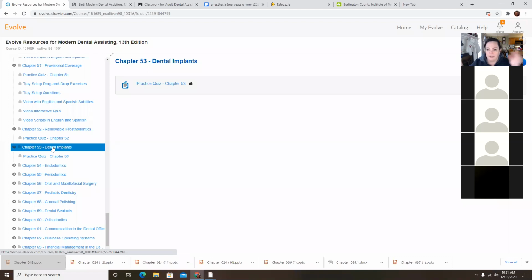So the procedure is extraction with bone graft and tissue. 3 to 6 months later, placement of the implant. 3 to 6 months later, uncovering of the implant and impression for the abutment and crown. And then 3 weeks later, insertion of abutment and crown. Okay, so it's sometimes almost a year-long procedure for an implant.